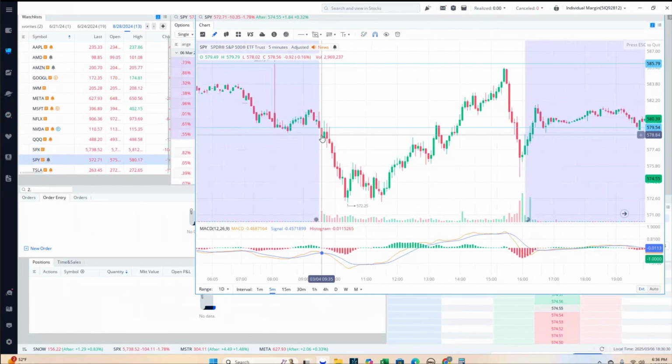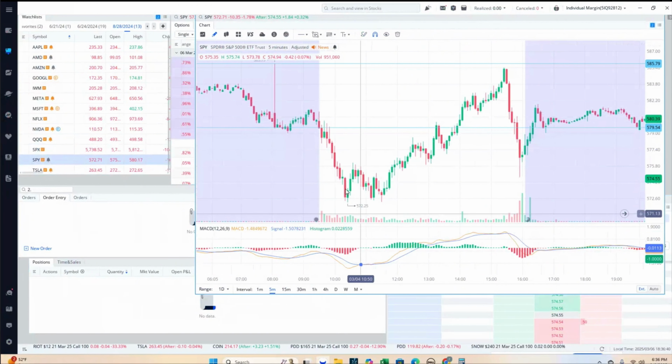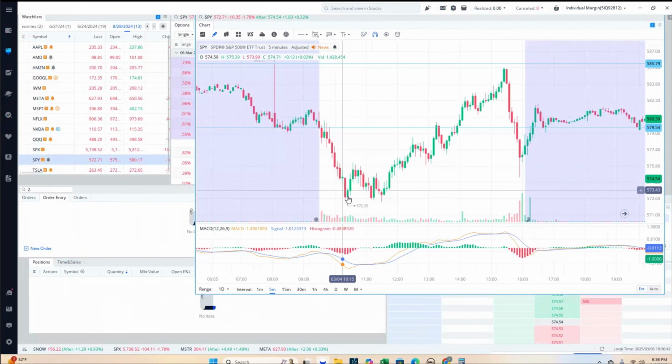And you take a position in the direction in which it breaks. We closed underneath, so you would have taken puts on this trade, and boom, you had a nice move, almost $6.